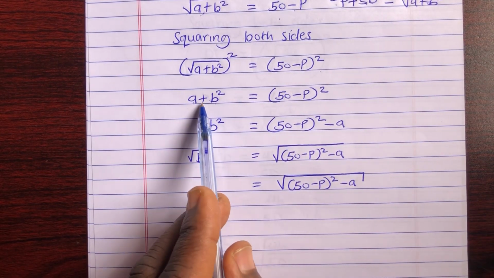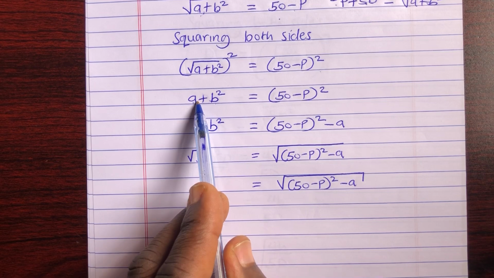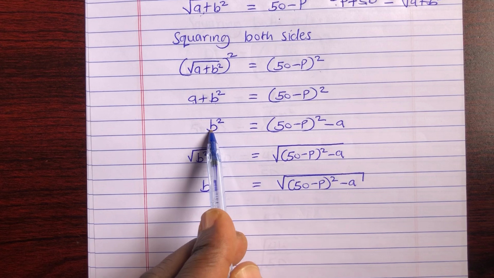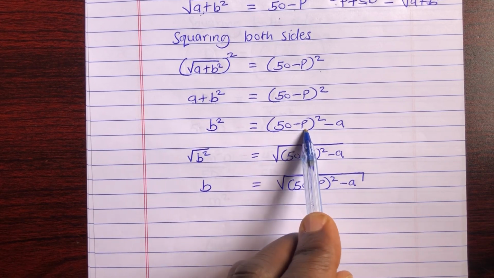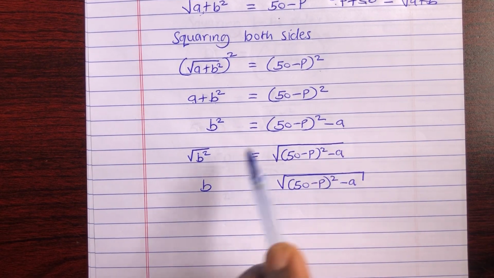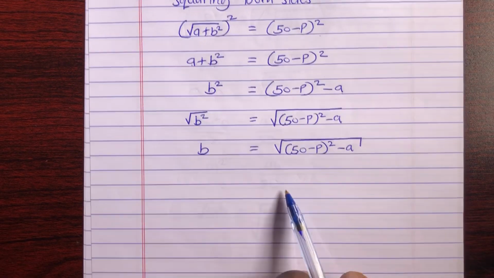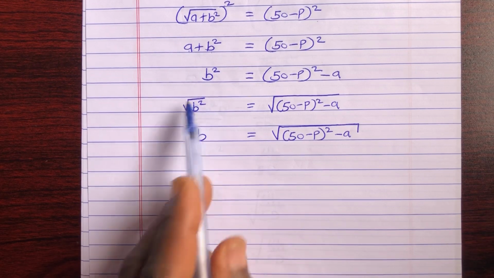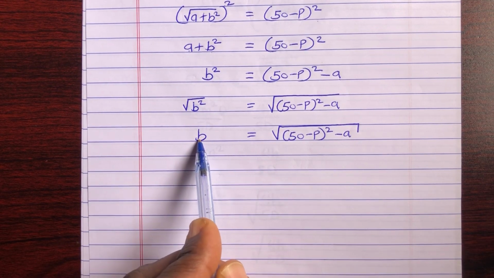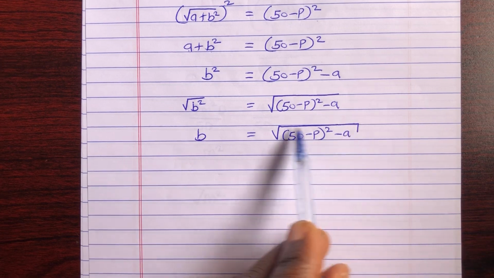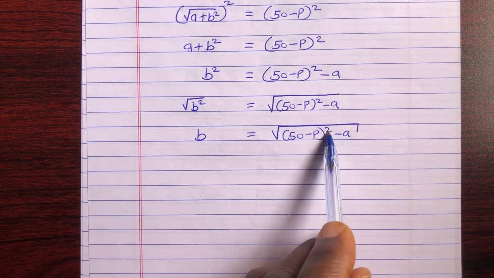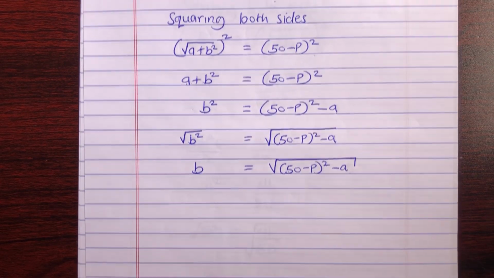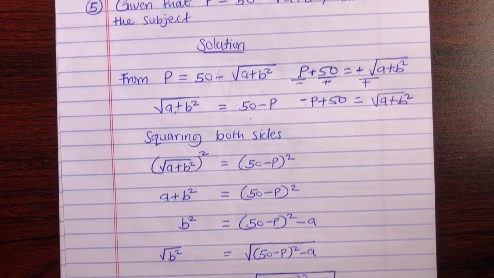So after eliminating the square root, we now take a the other side so that we get b squared equaling to 50 minus p squared minus a. And since we are aiming at remaining with b, we shall get the square root to eliminate the square, so that we end up with b equaling to the square root of 50 minus p squared minus a. That is how we are handling such questions.